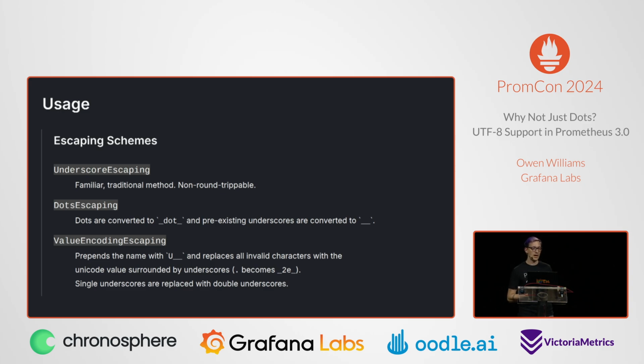And then the last escaping scheme is value encoding, which is fully round trippable. We prepend a U underscore underscore, and then all the invalid characters become encoded with their Unicode code points. So dots become underscore 2E underscore. This provided what we thought was a decent balance between readability for characters that are regular English characters, so those will just be readable. You don't end up with a whole base 64 encoded metric name. That's just a bunch of gobbledygook. You do have a bunch of new things that are kind of cluttering the display, but at least you can go round trip.